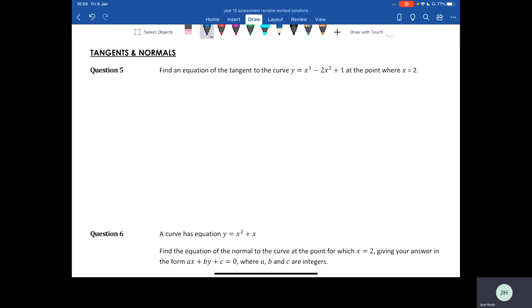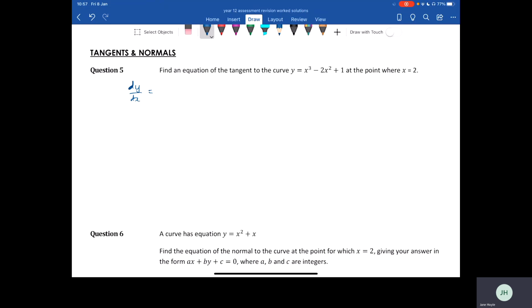Find an equation of a tangent to that curve at the point where x equals 2. So tangents, normals, what we need to start by doing is differentiating. Of course, differentiating tells us the gradient function. It tells us the gradient at every single point of the curve, and it should qualify by saying it tells us the gradient of the tangent at every point on the curve.